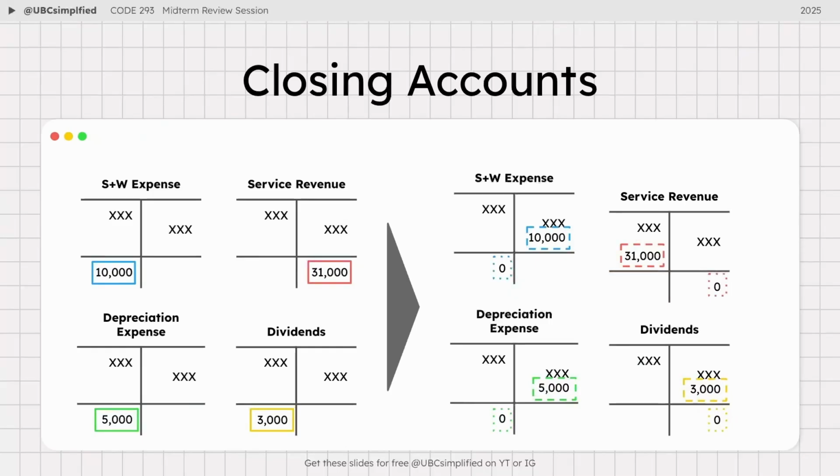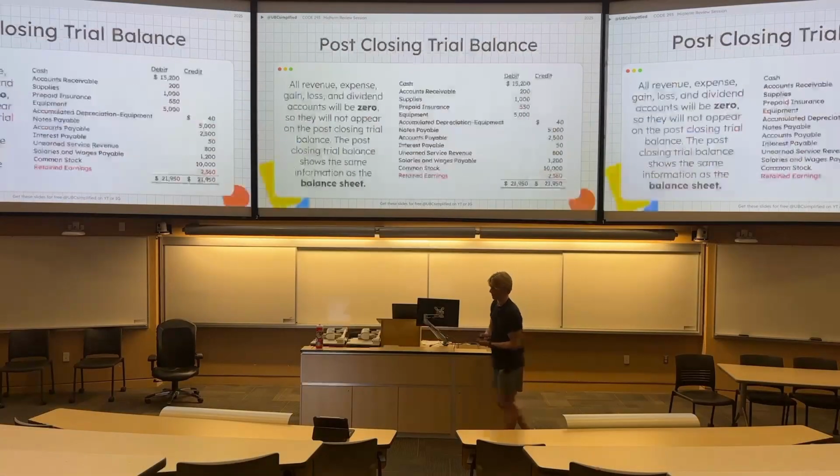So service revenue, you have to debit that, and then it basically makes all those temporary accounts 0, and then you send all these numbers, depending on if you're adding or subtracting, to retained earnings. If you're thinking about your bucket, you're either adding water to the bucket or you're taking it away, and then all of your temporary accounts are going to be 0, reset, ready for all of the business activity that's going to happen next year.